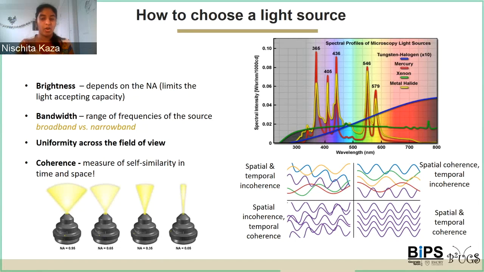And then finally, on the bottom right, we have light of a single wavelength, and all the waves look very uniform, and there's a very nice relationship between each of them. So this refers to both spatial and temporal coherence. Now, for most microscopy applications, we can actually get away with using just spatial as well as temporally incoherent sources.